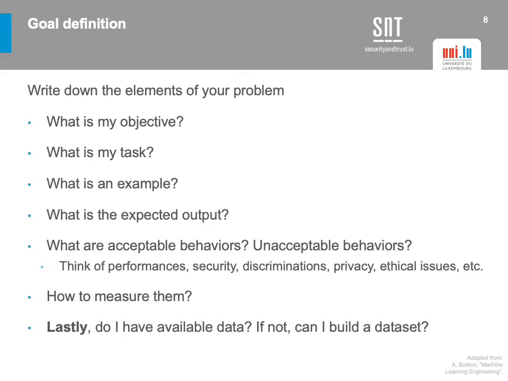So here you can think of performance. It may be the more intuitive part, like I want the performance of my task to be at least some amount. For example, it can be that your system is at least 90% accurate as an acceptable behavior, and an unacceptable behavior is that it will be less than, let's say, 80%. But think also in terms of security, so computer security, in terms of discrimination, privacy, ethical issues.